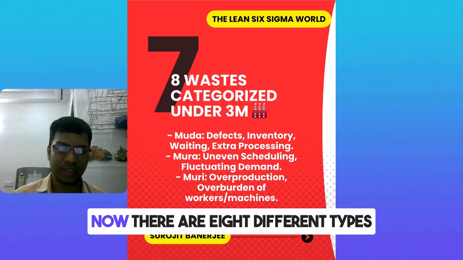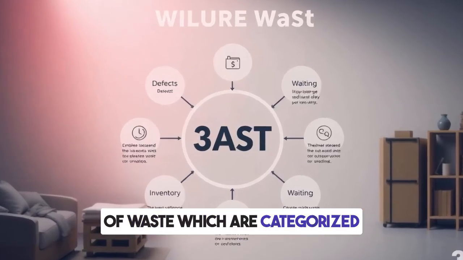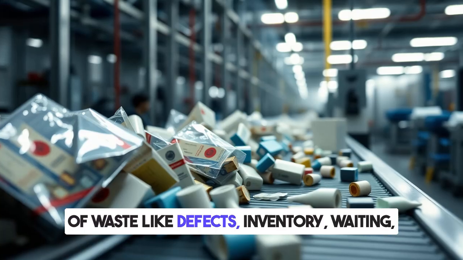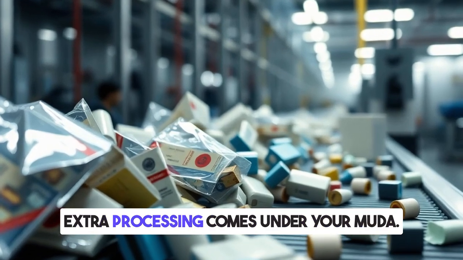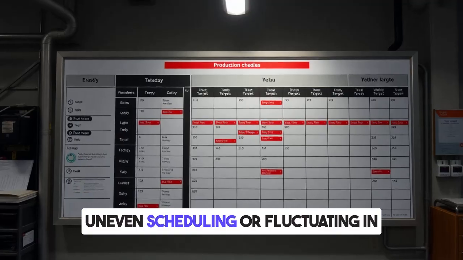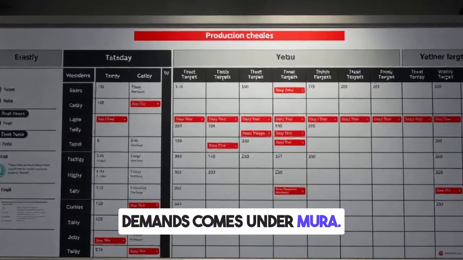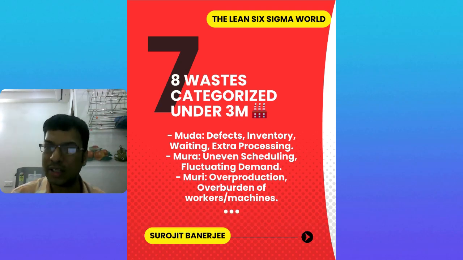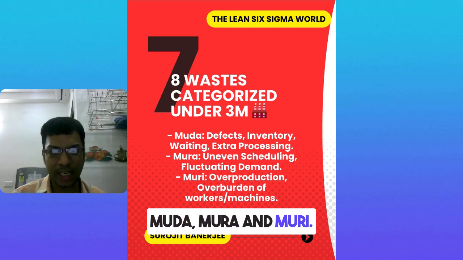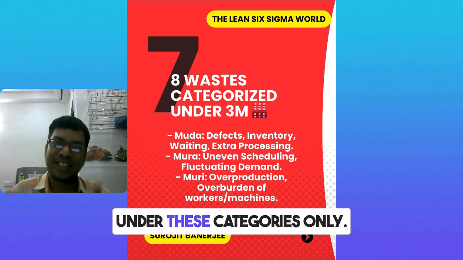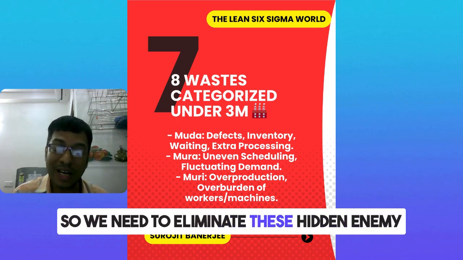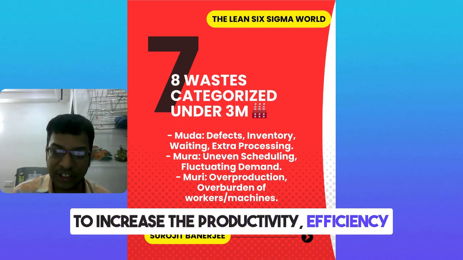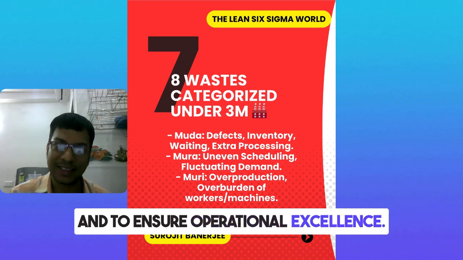Now, there are 8 different types of waste which are categorized under 3M: Muda, Mura and Muri. Defects, inventory, waiting, extra processing come under your Muda. Uneven scheduling or fluctuating demands come under Mura. Overproduction, overburdening of the machines or the workers come under Muri. So there are three categories, Muda, Mura, and Muri, and eight different types of waste. All this waste comes under these categories only. So we need to eliminate this hidden enemy of the production line in order to increase productivity, efficiency, and to ensure operational excellence.